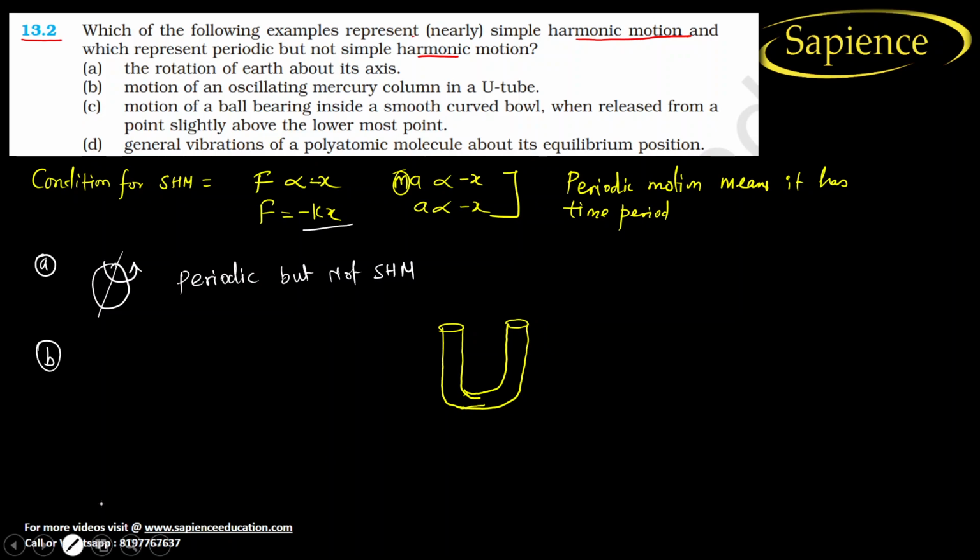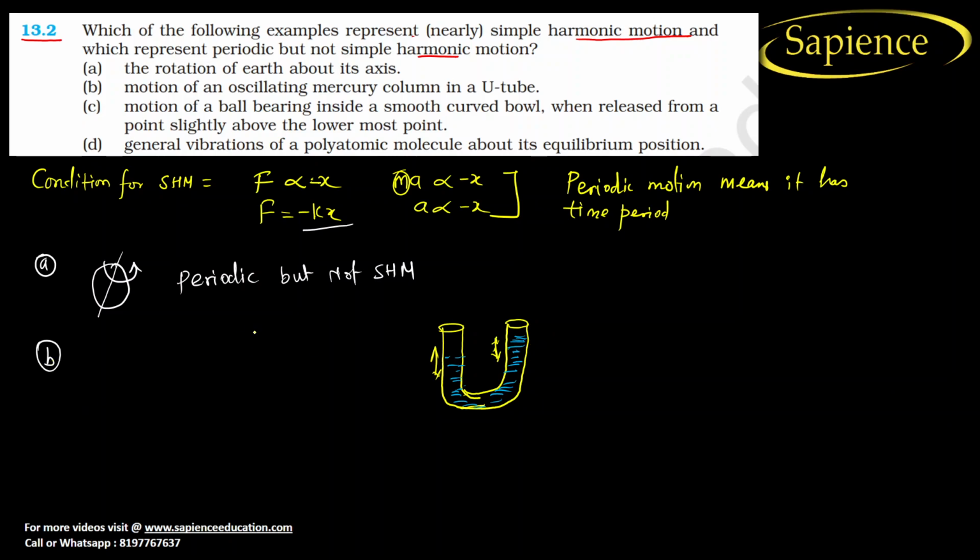And in this YouTube, there is mercury. And on one side there is a high level of mercury. What will happen when we suspend it freely?